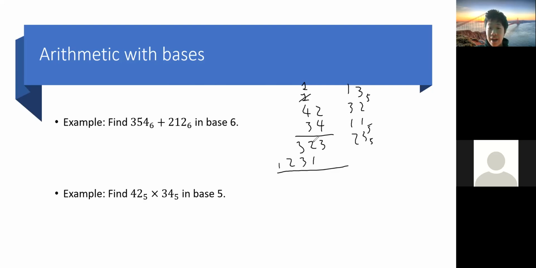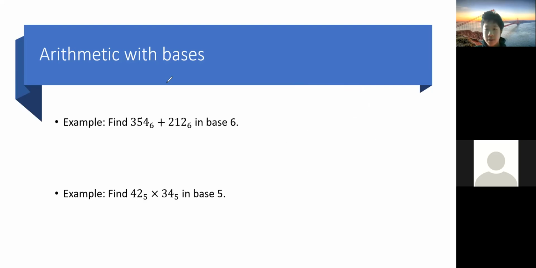Okay, now we add them. Remember to stay in base 5 though. 3 plus 0, 3. Put 3 here. 3 plus 3 is 6, but that's 1, 1 in base 5. Carry the 1. 1 plus 2, 3. So the answer is 3, 1, 3, 3 in base 5. Okay, any questions? All right, that's good.